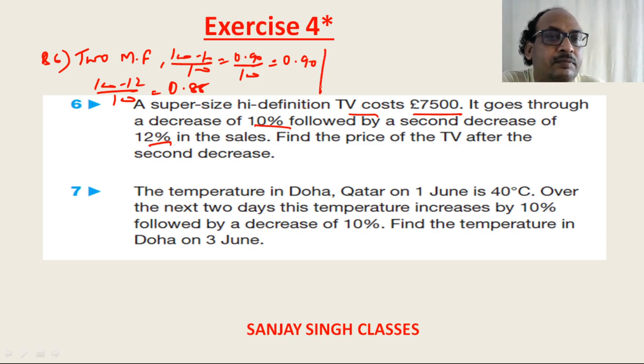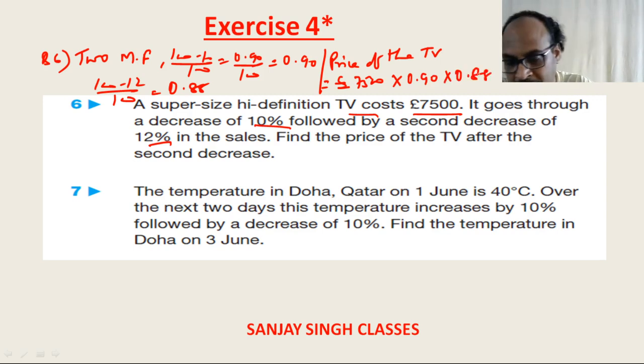Now the price of the TV is equal to 7500 into 0.90 into 0.88, and after multiplication we'll get 5940. We are getting 5940. Similarly, question number 7.